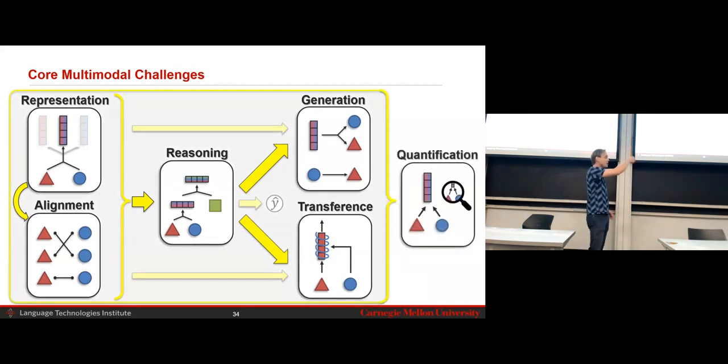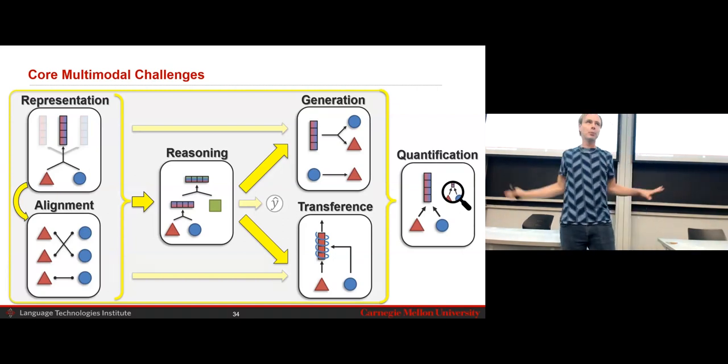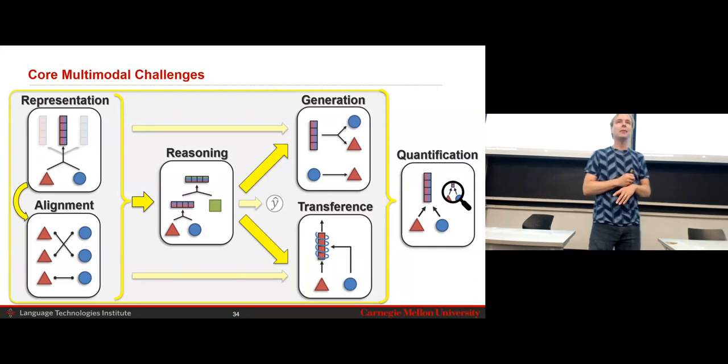Representation and alignment are the core building blocks almost every problem will have. And the reasoning is always there. It's just sometimes it's a little bit more shallow. Sometimes it's deeper. And sometimes it's more human interpretable. Sometimes it's less. And there you may be just predicting a label or generating another modality or just transferring information. And quantification is a more holistic view of all of this. So that's what we'll talk about in this.